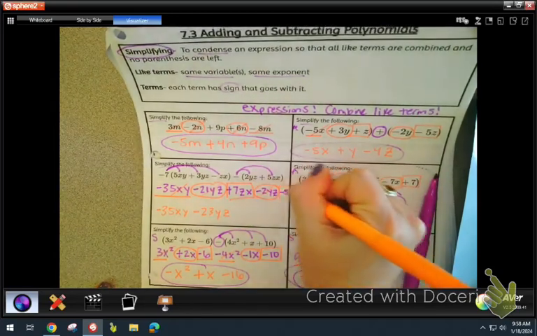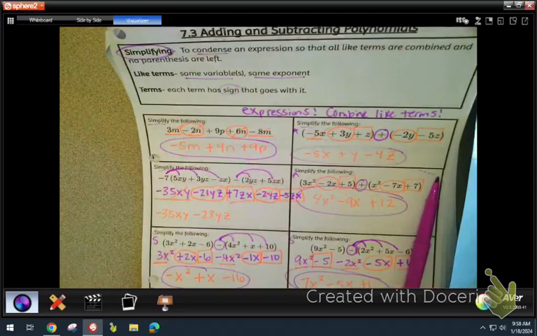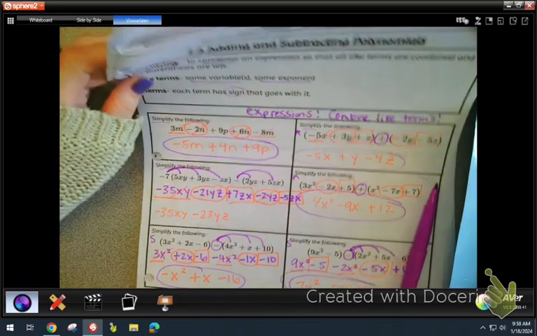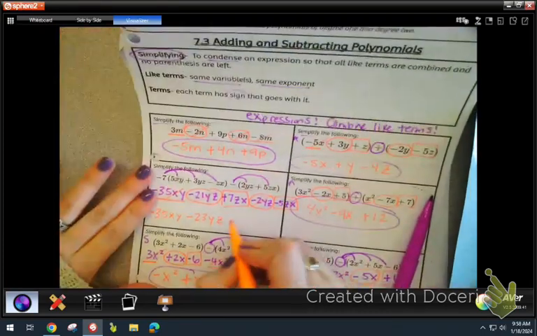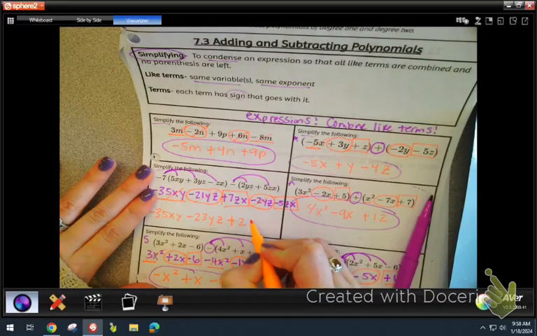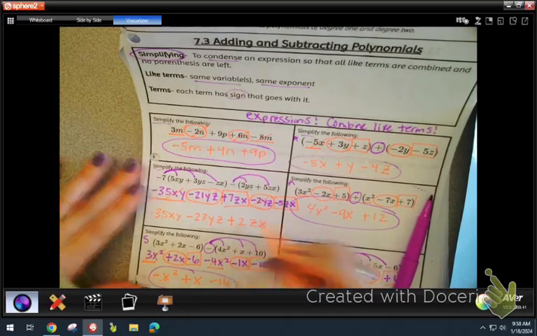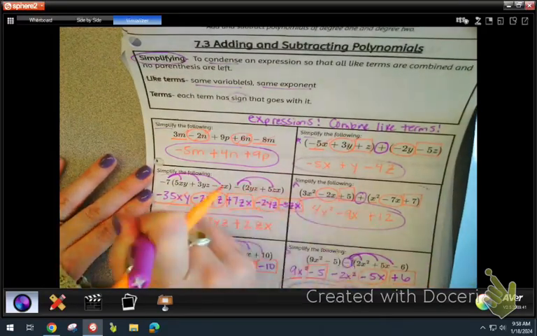And then my last one is 7zx and negative 5zx. Those go together. Well, 7 and negative 5. 2. Positive 2. Plus zx. Woo! Was that terrible?